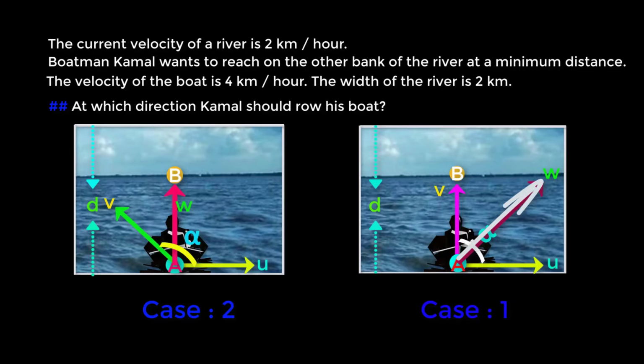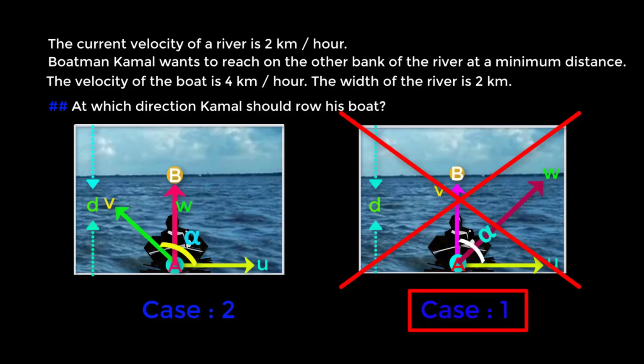This distance cannot be the minimum distance. Therefore, if Kamal starts rowing his boat along this path, he will never cross this river at minimum distance. So, this case 1 will be of no use to us.